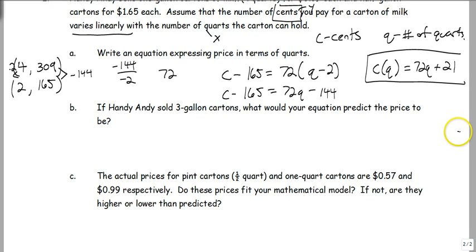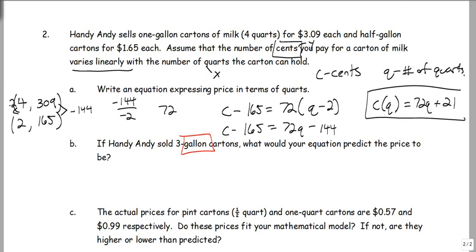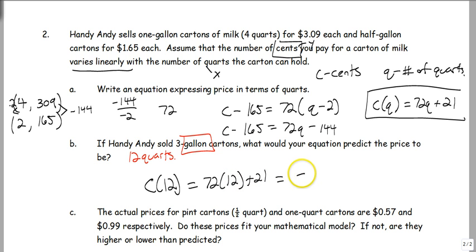Well, let's put in 3. Oh, but be careful. What did it say? It said 3 gallons. We want quarts. So 3 gallons, 1 gallon has 4 quarts, so 3 gallons will be 12 quarts. So that means that I'm finding the cents with 12 quarts. So C of 12, I want to know when 12 quarts what the cost in cents is. So 72 times 12 plus 21. And you should get 885 cents, or $8 and 85 for the price.